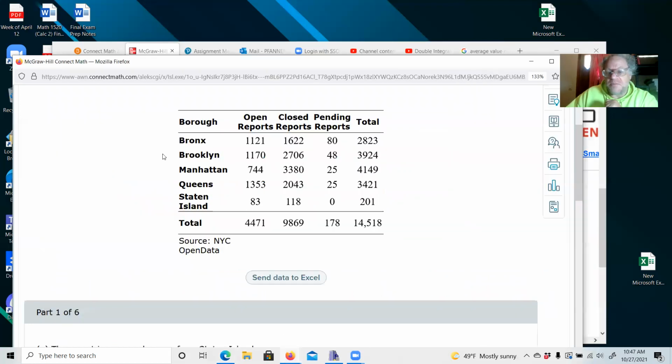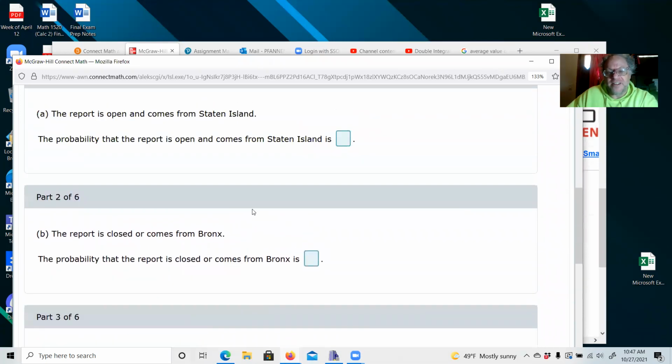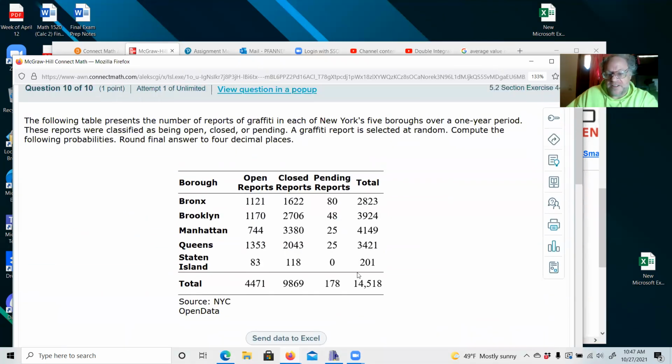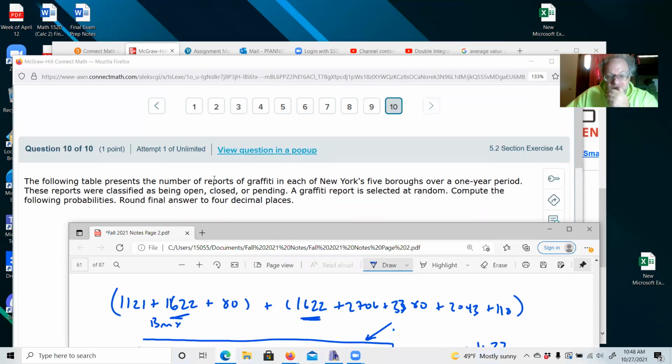Some of them aren't going to be that involved. The report comes from Staten Island. There's 210 of them. We don't have to worry about anything else. It's just 210 divided by the 14,518. So that's the major concern for this problem. This was 5.2, number 10.